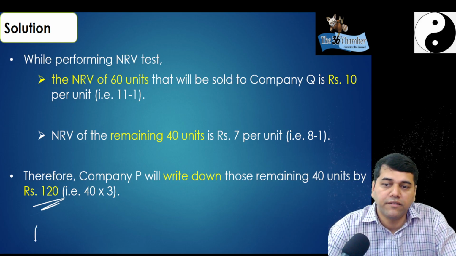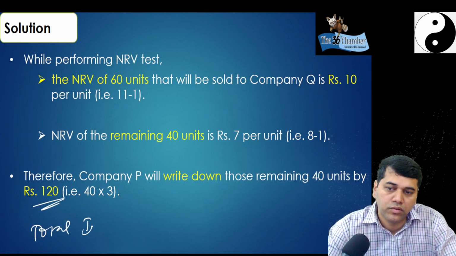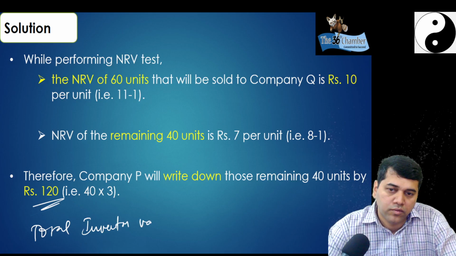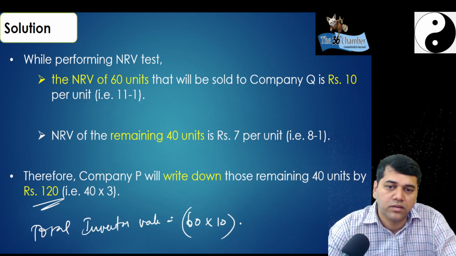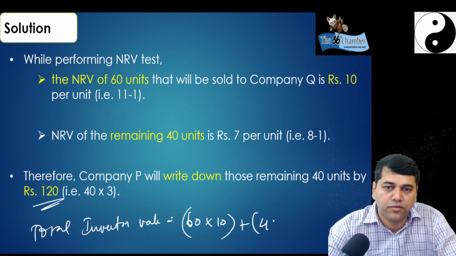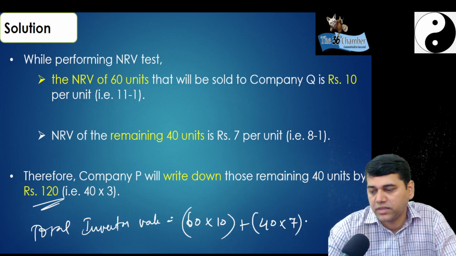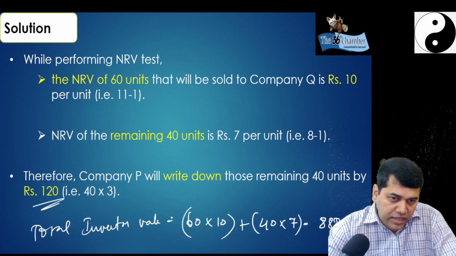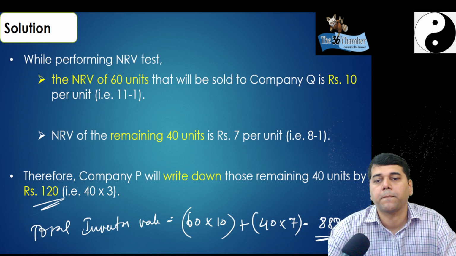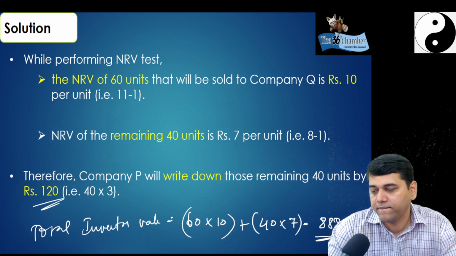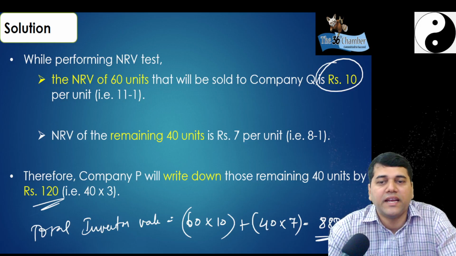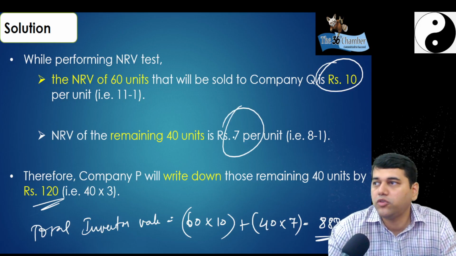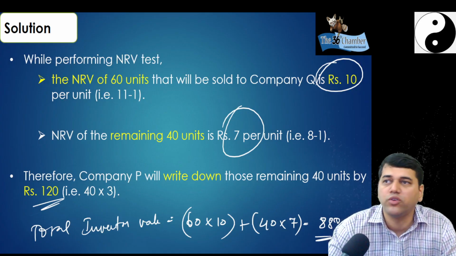So total inventory value: $60 into 10 plus 40 into 7, 8. See, the question is totally silent. They are not asking all these things. They simply asked you what is the NRV. You could have said simply 10 and 7. But we will explain more, because they may say, how do you account, how do you consider all those things?